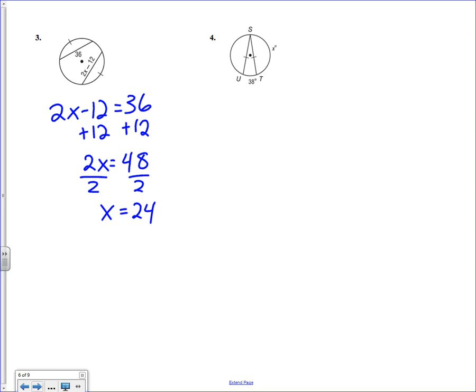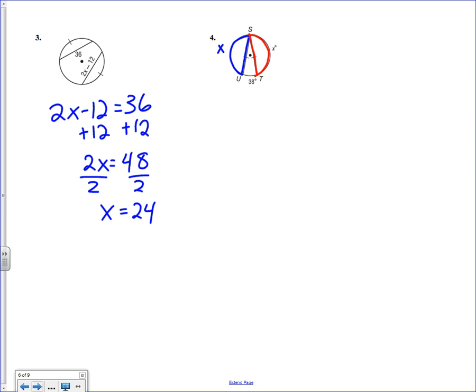All right, you'll notice that the next one is a little bit trickier, or at least it looks a little bit trickier, in that we don't have a whole lot of information, right? But what we do know is that ST and SU have congruent chords, which means that their arcs must be congruent. So the arc ST is x. That means that the arc SU must also be x.